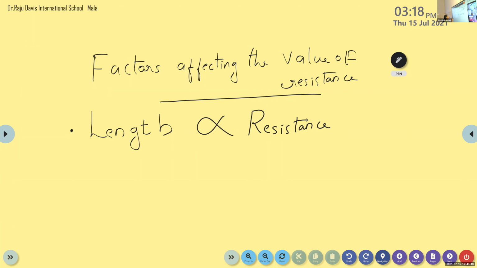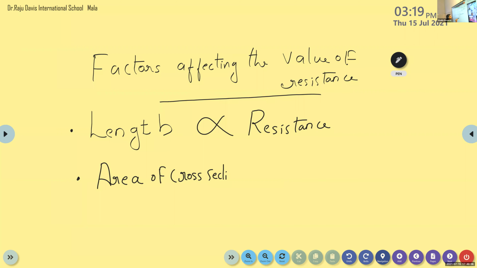Now what is the second factor that is affecting the value of resistance? If you know the answer, unmute and say it, I am very happy then. Area of cross section. Very good. Area of cross section.